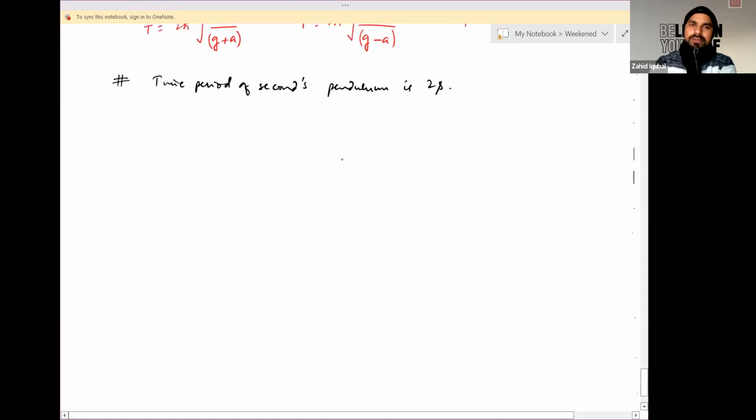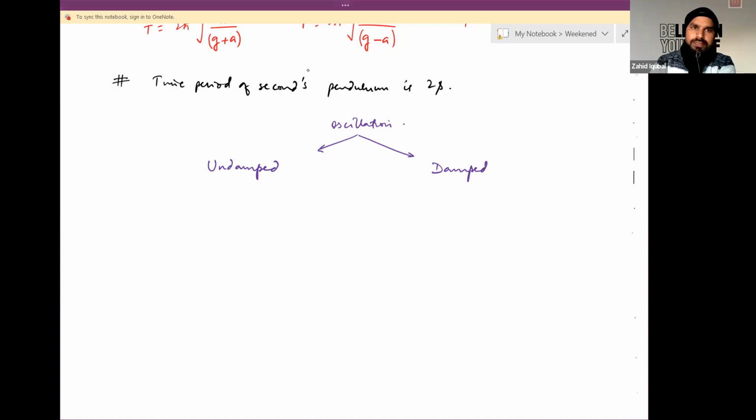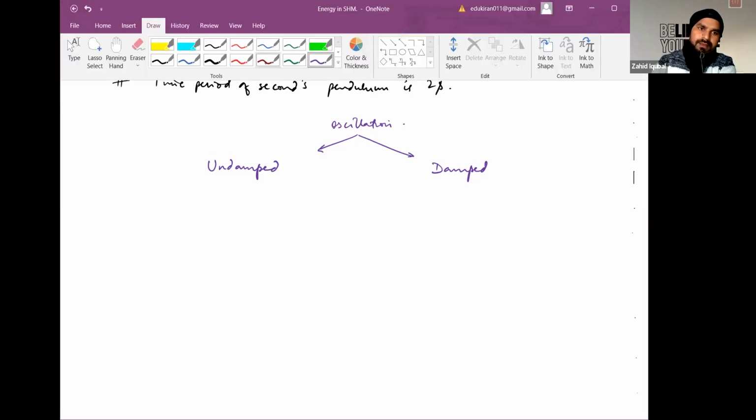Now, this is all about calculation of the time period of a simple pendulum and spring mass system. Next is how many different types of oscillation there are. Next is types of oscillation. We mainly have two different types of oscillation. One is called undamped oscillation, and the next one is damped oscillation. So what do you mean by undamped oscillation and damped oscillation?